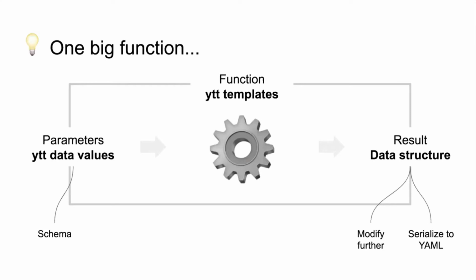Taking this concept of using functions and thinking in data structures a little bit further, we realized that actually templating can be viewed as one big function. There are some parameters on which the templates run, and there's a resulting structure. You can either modify this structure further, or if you're done, you can serialize it to YAML and then get the rendered configuration. To make things easier for the configuration consumer, we have found it useful to have parameters or data values follow a particular schema.